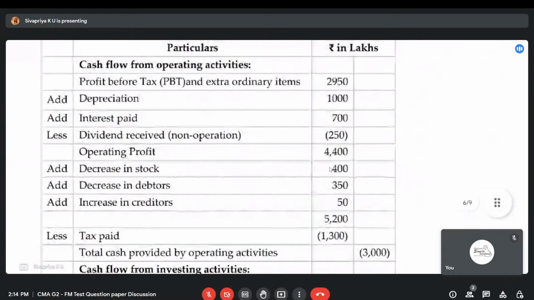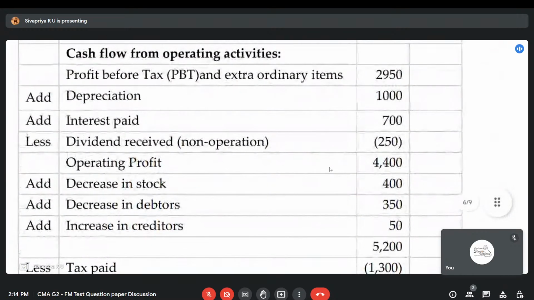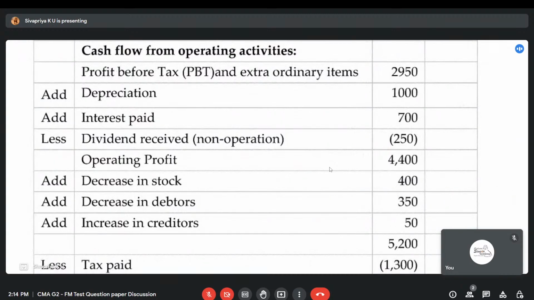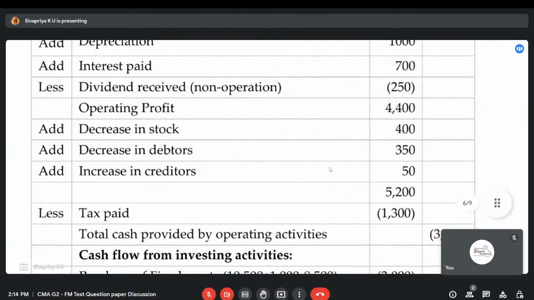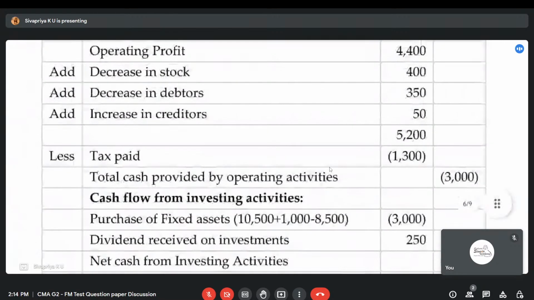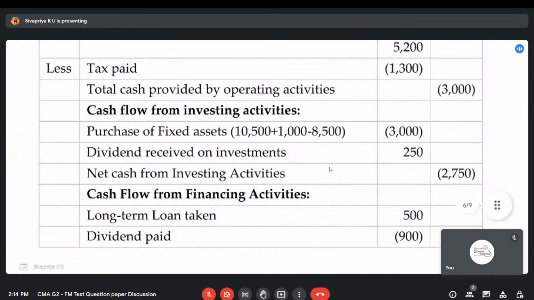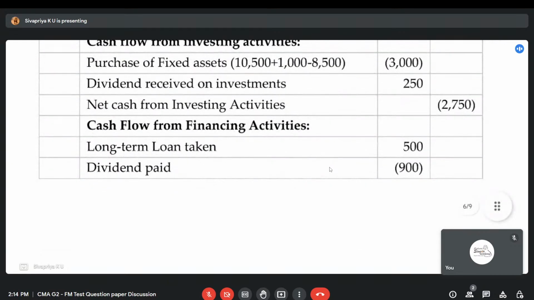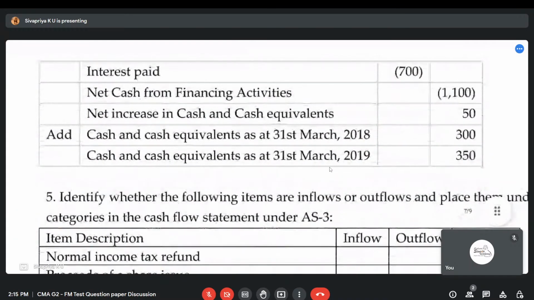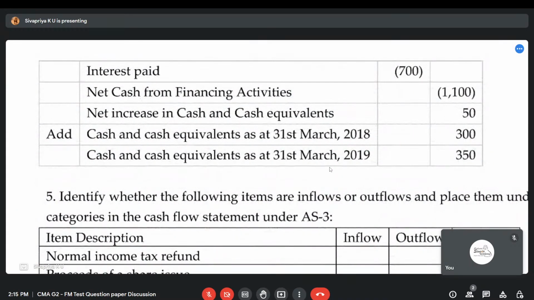Okay, so cash flow from operating activities, we know profit before tax, add back depreciation and interest, less dividend received. And there is an increase or decrease in the current assets and current liabilities, that adjustment, changes in working capital. And after that, less the tax paid. So total cash provided by operating activities. Then cash flow from investing activities, 2,750 negative. Cash flow from financing activities, 1,100 negative. So the net increase in cash and cash equivalents is 50.